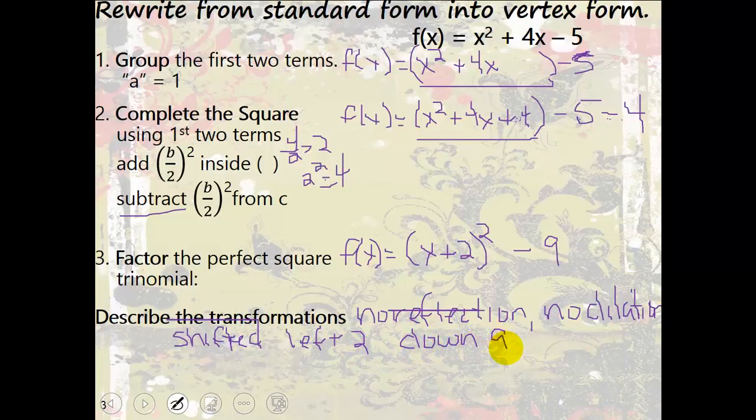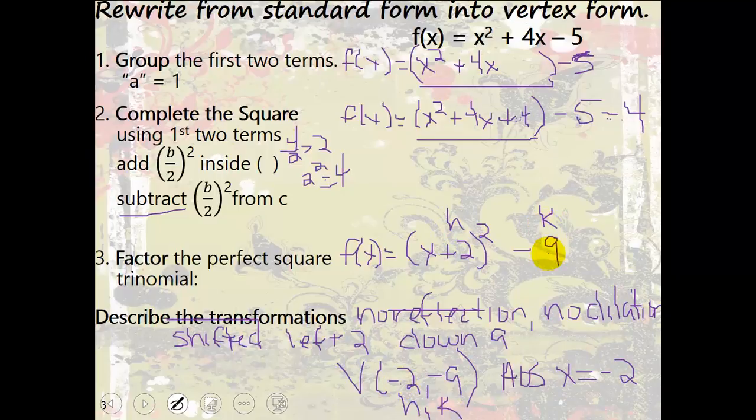So my vertex, from 0, 0, because that's where my parent curve is, is negative 2, negative 9. And my axis of symmetry is the value x equals negative 2. This is h, and this is k. So remember I said take the opposite of h and then the value of k. Opposite sign of h, same sign as k. Okay? Let's try another one.